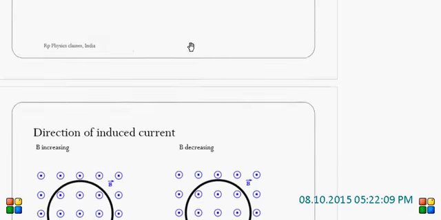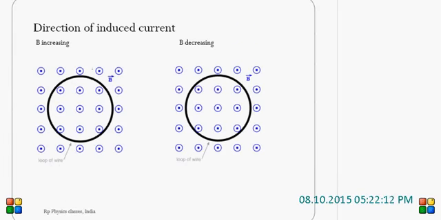Let us take one more example here. Here the magnetic field is outside. The direction of the magnetic field is outside, perpendicular to the plane. The same thing. Let us suppose that B is increasing. If B increases, the flux inside the coil increases. Lenz's law resists that. It will resist only by inducing current in clockwise direction. When current is produced in clockwise direction, it will produce its own magnetic field into the plane, which will oppose the already existing magnetic field. So the direction of induced current will be clockwise.